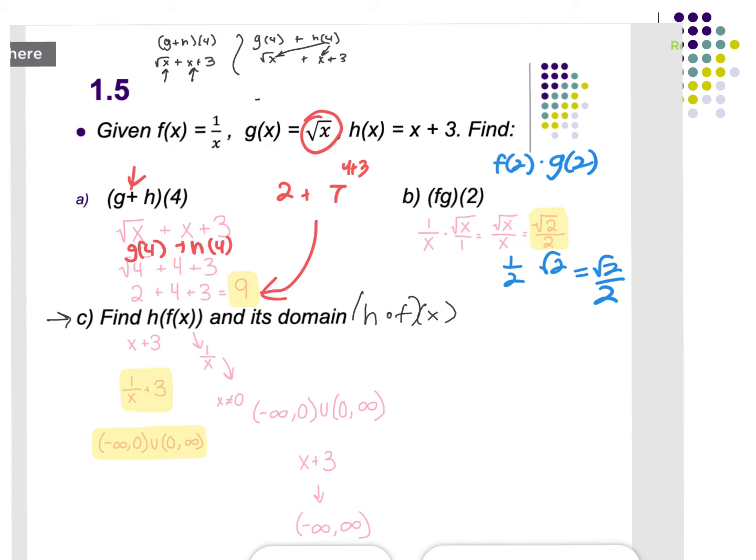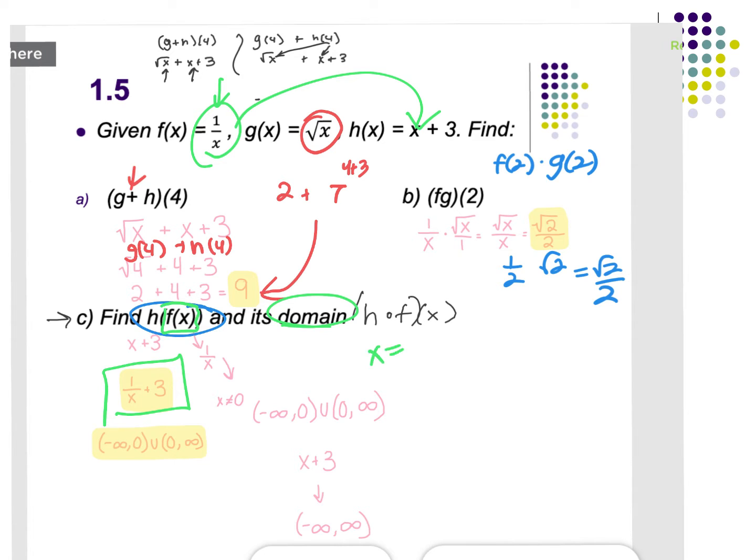For C, now we're doing the combined function with the equation. So we're taking the f of x and we're plugging it into the h of x, and that would result in 1 over x plus 3. Then because it's a domain, we want to look at the original one we plugged in. So we want to look at the f of x here and see if there's a domain restriction, and there is. X can't be 0, okay?